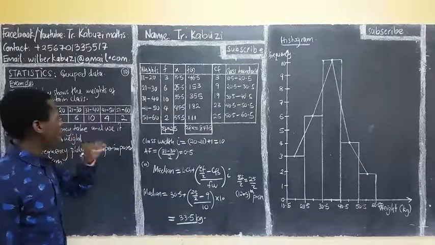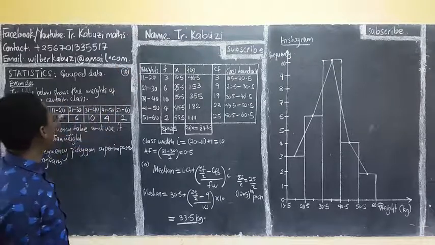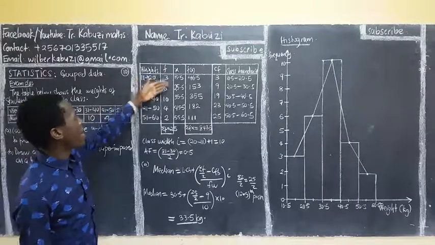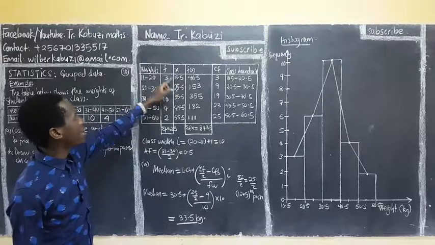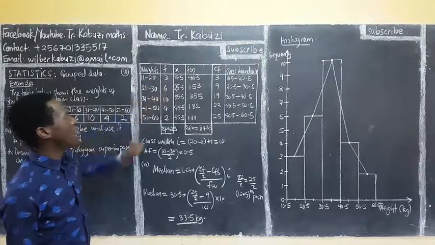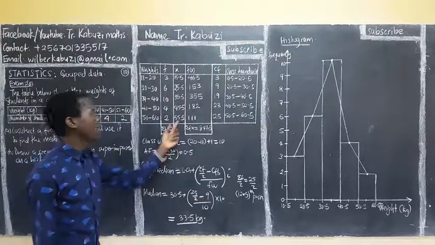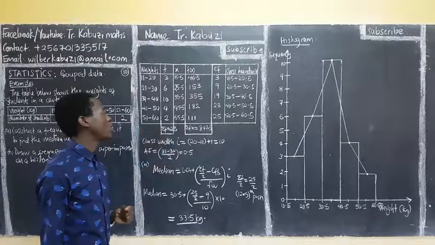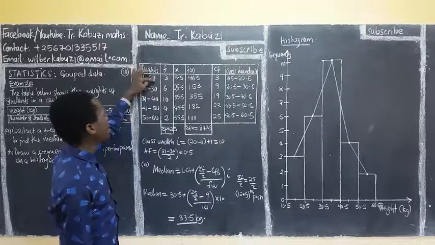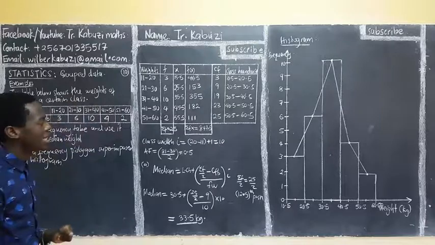So this is how we calculate: here this one represents the frequency and this represents the weights in grouped form. How do I get this x? This plus this, then divided by 2, that's what we get. Then this plus this divided by 2, and so on. Then how do we get the class width? You get this minus this, then plus 1, and our answer there is going to be 10.